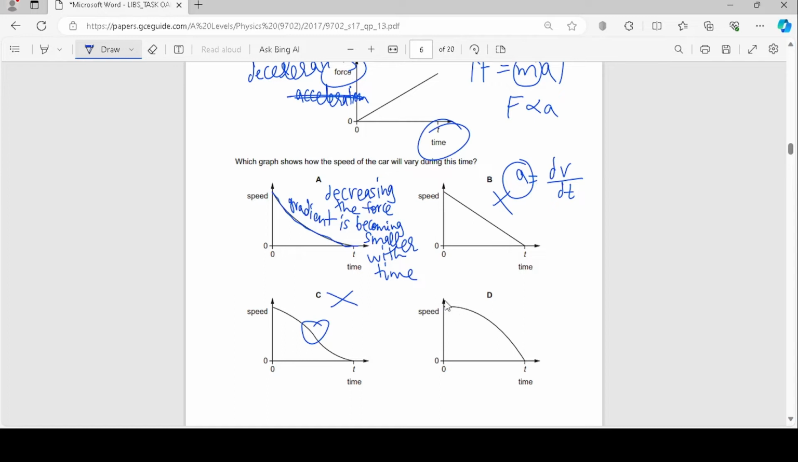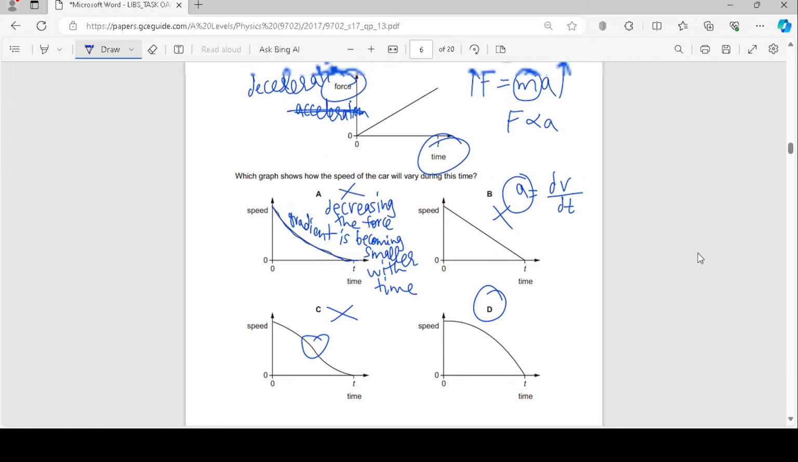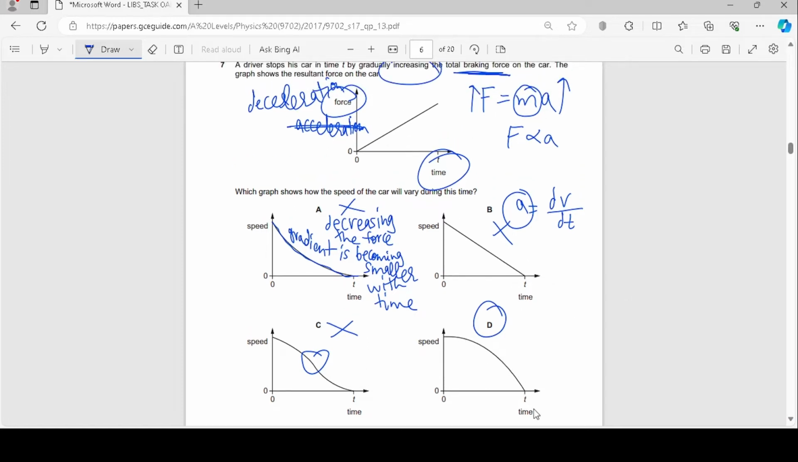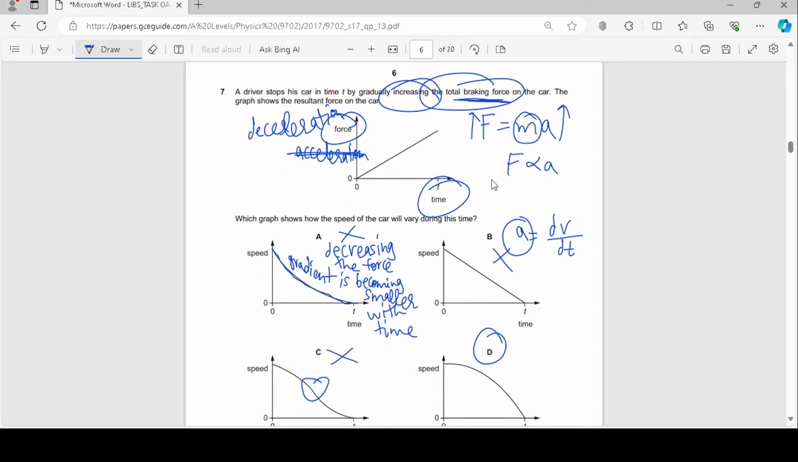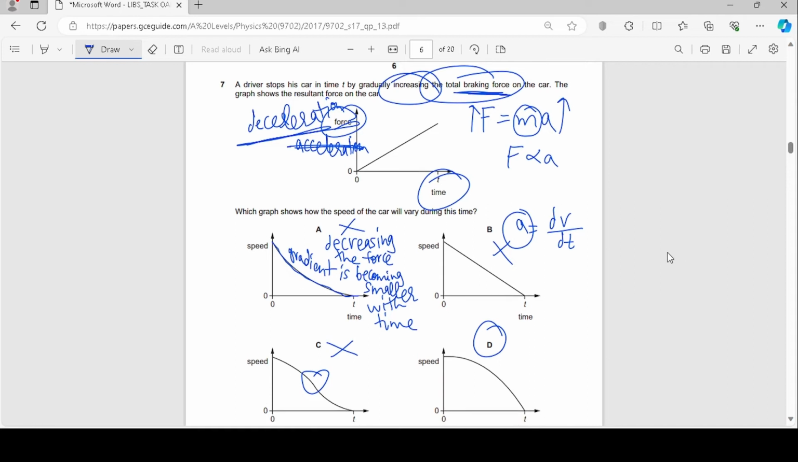But if you look at D, because we already cancelled out A, B, and C, you can probably tell the answer is D. You start out with the gradient at zero, meaning the acceleration is around zero, and then you slowly increase the acceleration. He's increasing the total braking force in the car, which means the acceleration is increasing. I'm saying acceleration because it's a speed time graph, but you have to realize he's actually decelerating, because the car's speed is decreasing. Eventually it's stopping, of course.